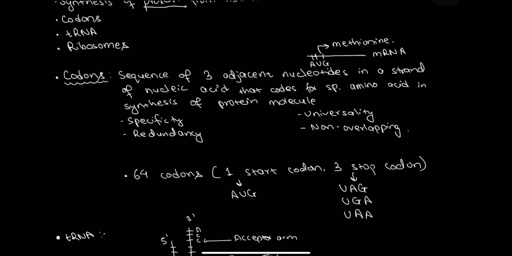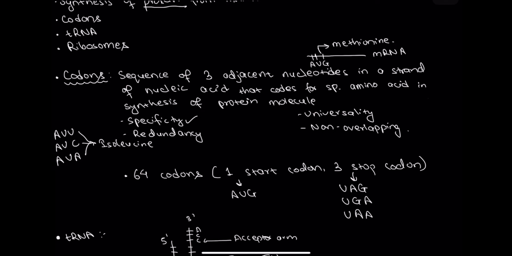And the features of codons are specificity, that is, the genetic code is specific. A specific codon always codes for the same amino acid. Another is redundancy, that means an amino acid can be coded by more than one codon. For example, there are AUU, AUC, and AUA. These codons all code for the amino acid isoleucine.